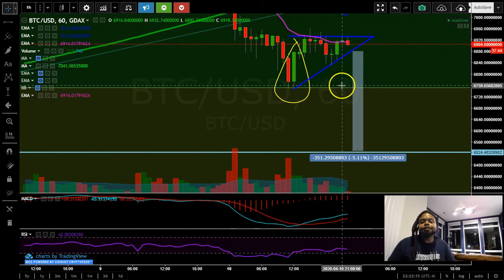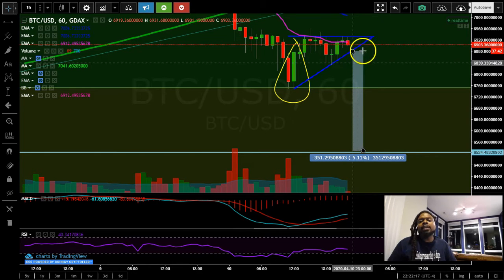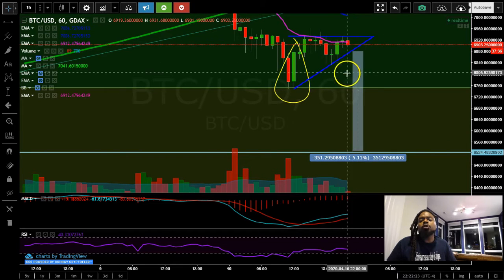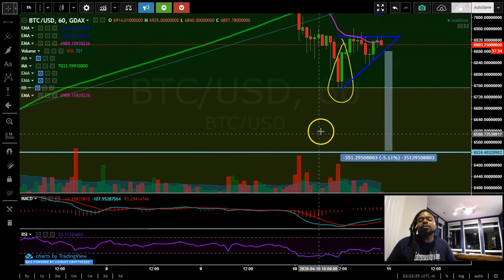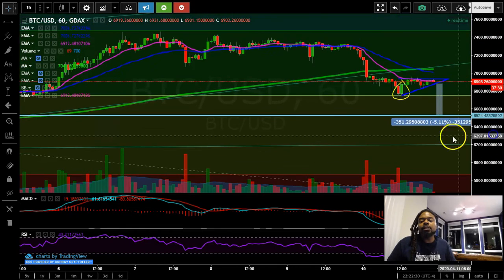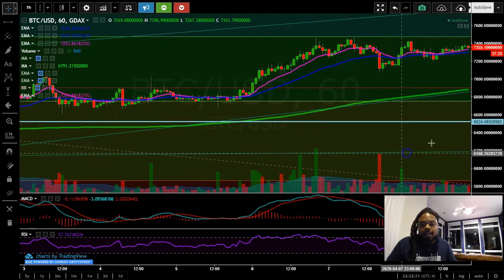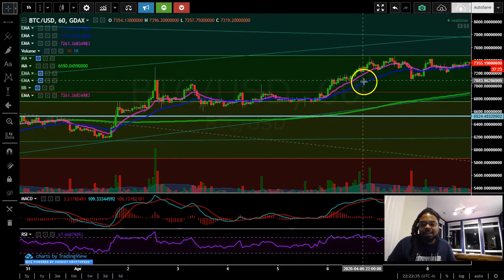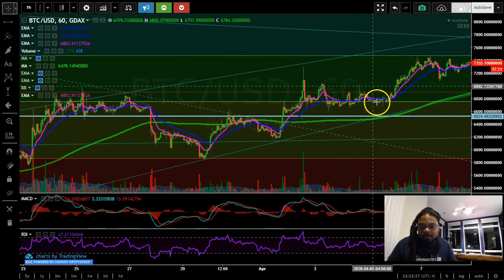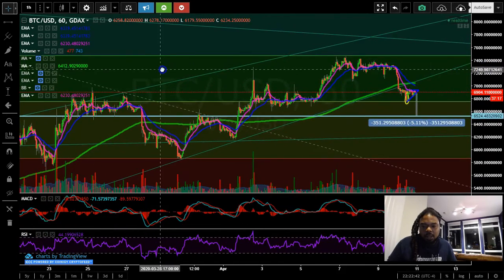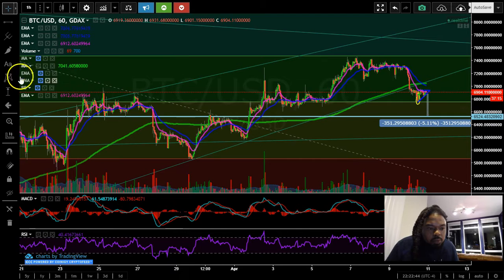But yeah, and if we do break this 38.2% level on the fib level, if we do break this area of support, it gives the price a chance to fall back and retest this previous support. Let me get all this on the same chart real quick. I'm about to show you something. Yeah, perfect.